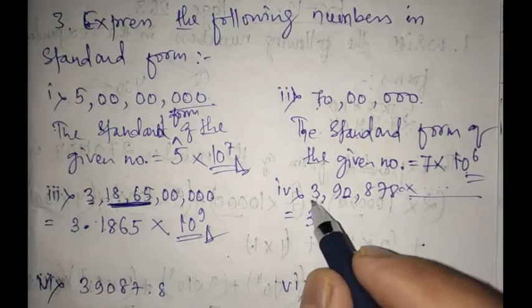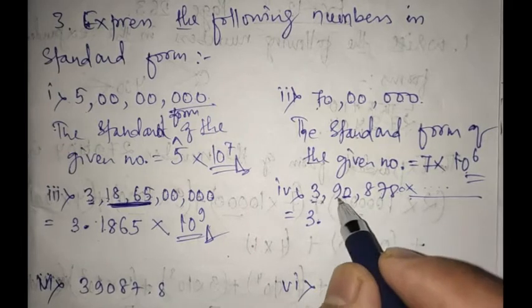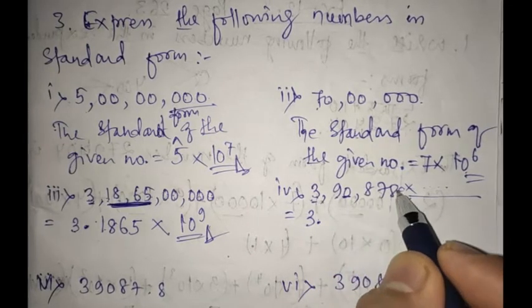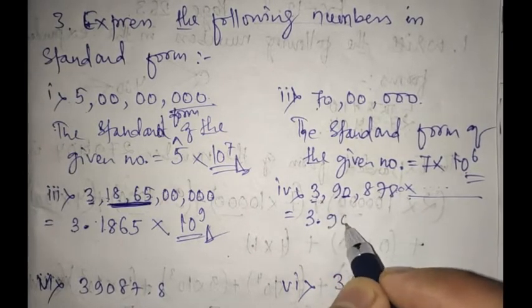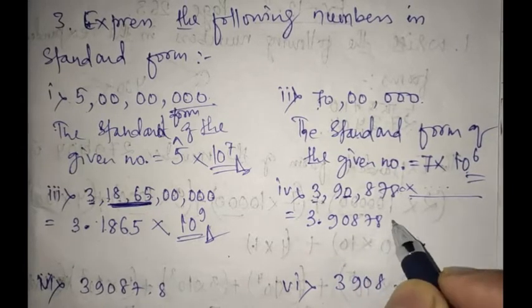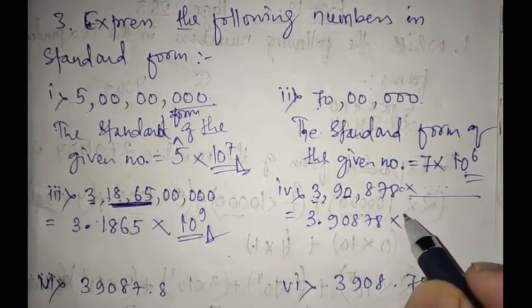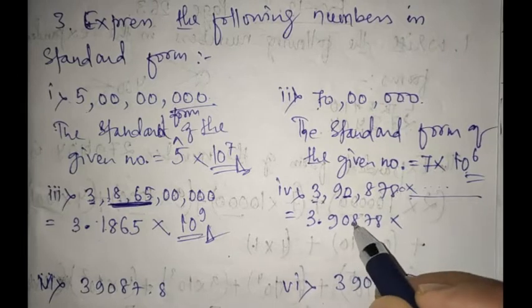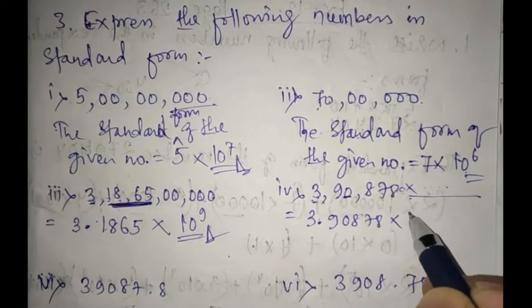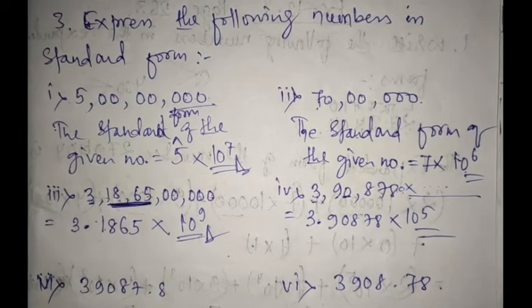Now after 3, point should be given. How many digits are there? 1, 2, 3, 4, 5. So you'll write all this number, 90878, into. Now after point, how many numbers you can see? 1, 2, 3, 4, 5. So 10 to the power 5. I hope you have understood this.